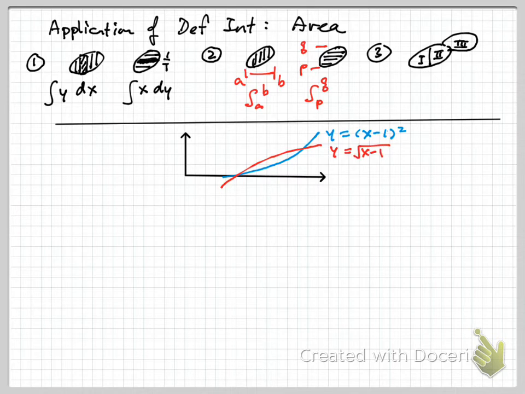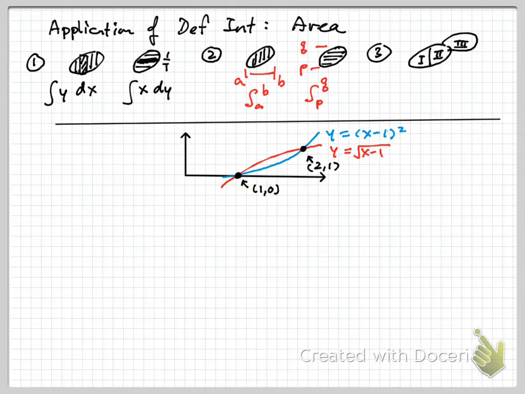Now the first thing you need to do is to find the intersection points. Intersection points control the boundary. This intersection point is (1, 0). We can solve between the red and the blue to get this. This red point is (2, 1). Now we'll come back to this later on as the boundaries.